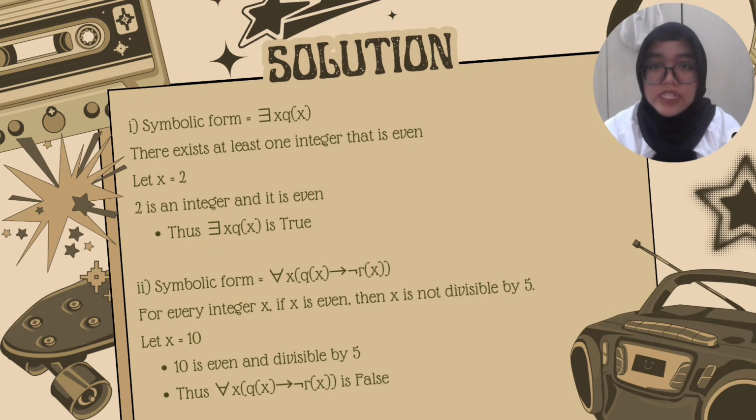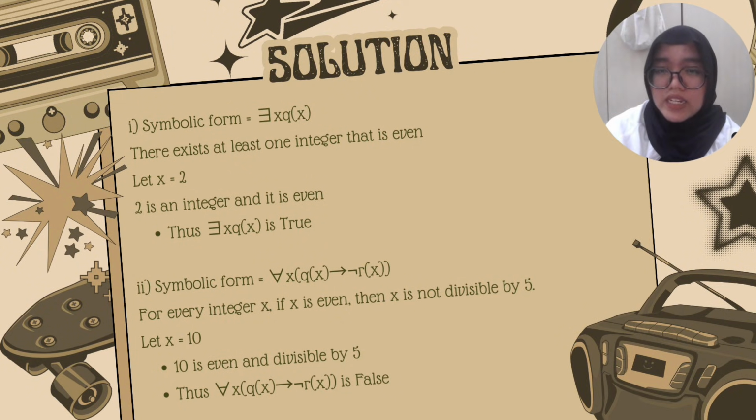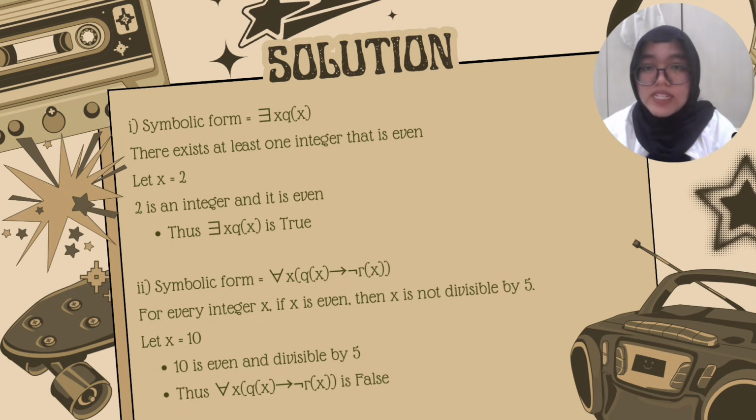For the solution, the symbolic form is there exists at least one integer that is even. Let x equal 2. 2 is an integer and it is even. This statement is true. Second question, the symbolic form is for every integer x, if x is even, then x is not divisible by 5. Let x equal 10. 10 is even and divisible by 5. This statement is false because the conclusion is false.